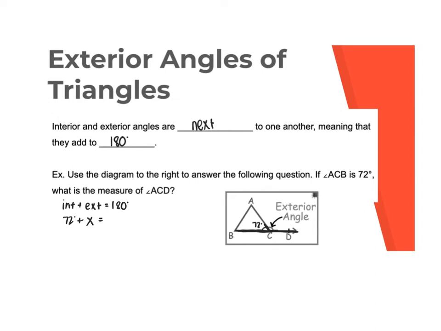We don't know the exterior, so then we set that equal to 180. We solve for x, and when we do that, we get x equals 108 degrees for the measure of angle ACD.